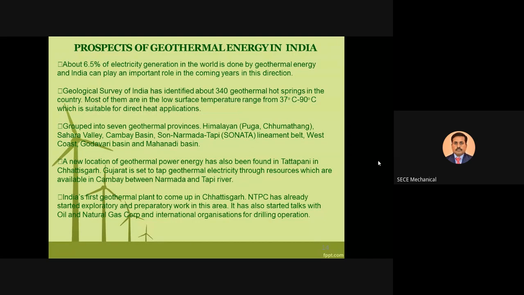India's first geothermal power plant is coming up in Chhattisgarh. The plant is Tattapani. Tattapani is the first geothermal power plant in India. The National Thermal Power Corporation, NTPC, has already started exploratory and preparatory work in this area. It has also started talks with the Oil and Natural Gas Corporation and an international organization for drilling operations. So this is about the current prospects of geothermal energy in India.